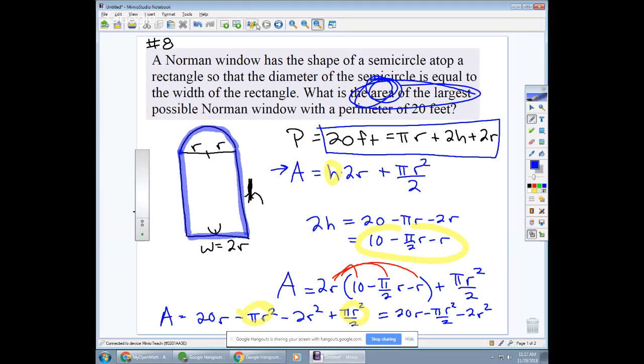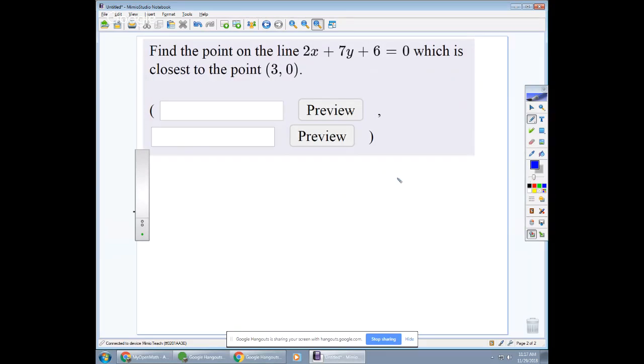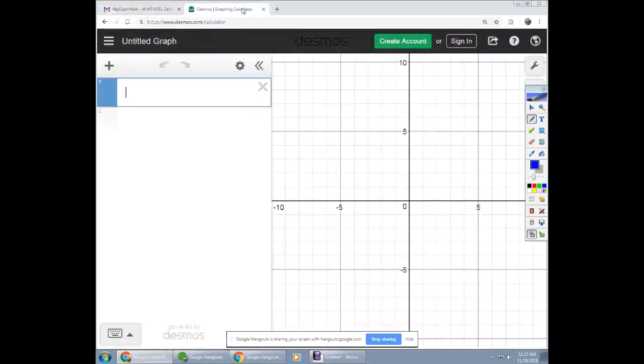Next. Number 9. Find the point on the line 2x plus 7y plus 6 equals 0, which is closest to the point (3, 0). So I'm going to ask Desmos to draw this for me, even though I could probably do it myself. So 2, 7, 6.